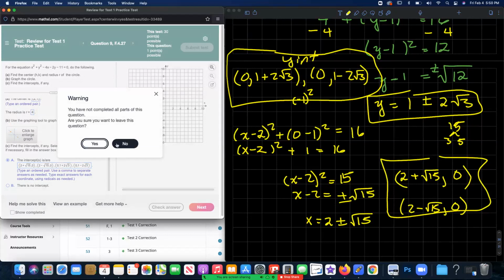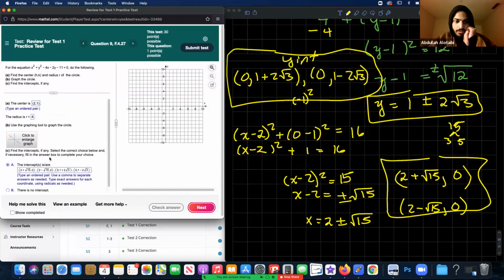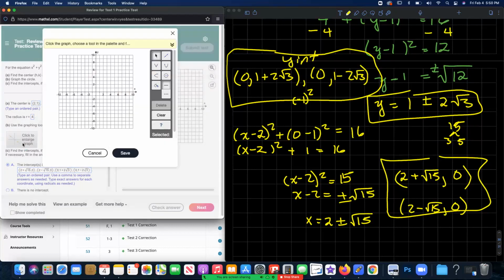Oh, no, I finished the book. Yeah, because you didn't graph the circle. Oh, graph, yeah. Circle. And we say 2, 1. And 1, 2, 3, 4.